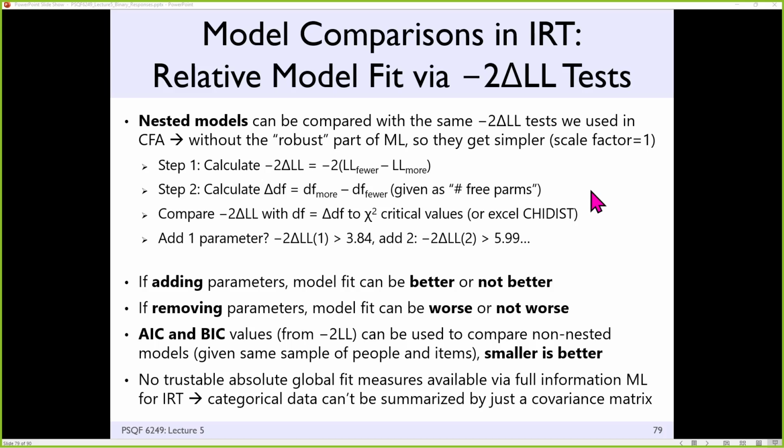The reason for it, the R part in maximum likelihood estimation with the robust part, that's for deviations of multivariate non-normality of the item responses. So in CFA, that's potentially a concern. In these models, that's not a concern because we're not saying the responses are normal. We're saying they're ordinal or binary.